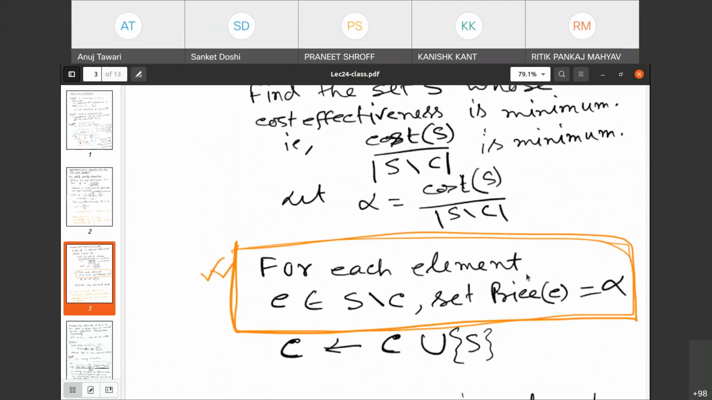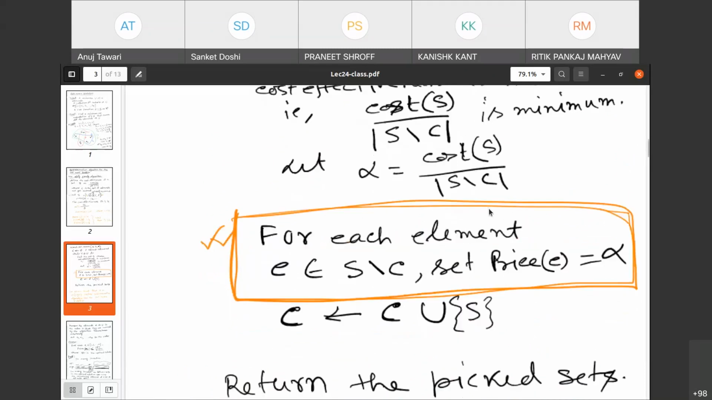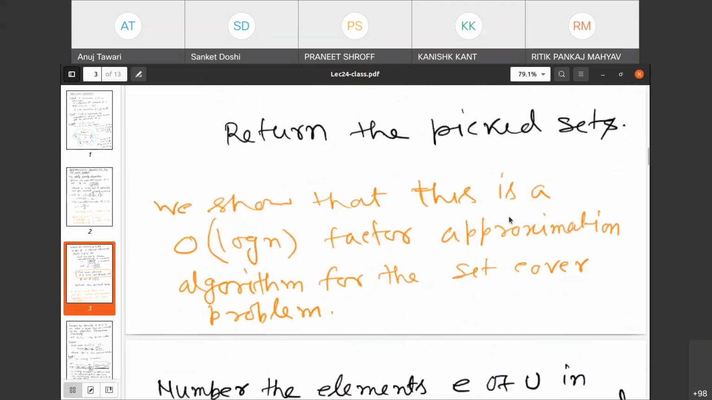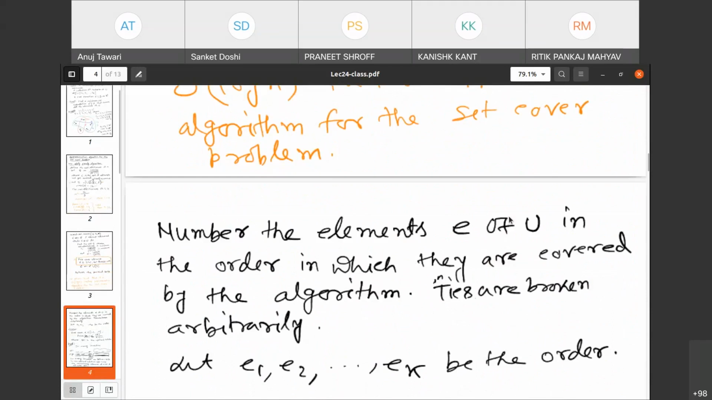And what is the price of an element? We look at the first set which is covering that particular element, and we look at this ratio alpha for that particular set. So how are we going to upper bound this particular ratio? What we'll do is number the elements in the order in which they are covered by the algorithm, and you break ties arbitrarily.